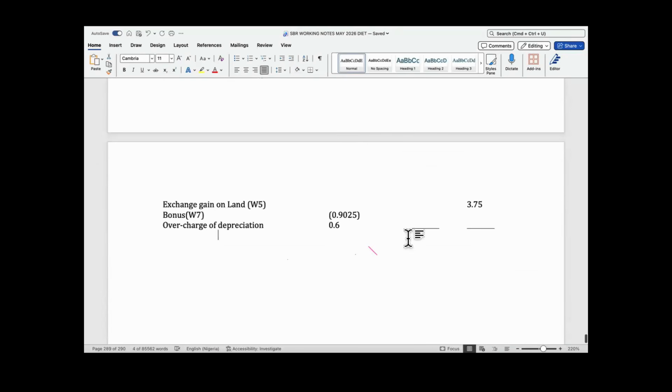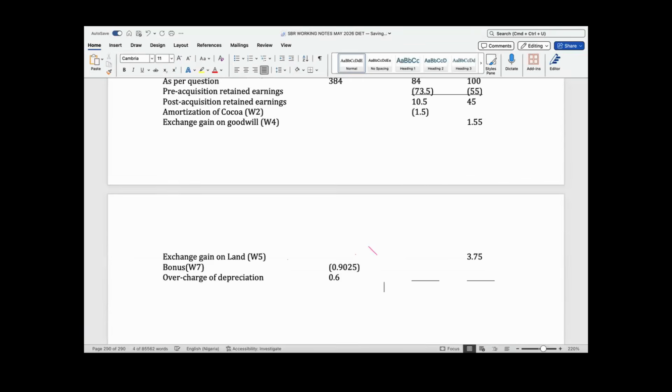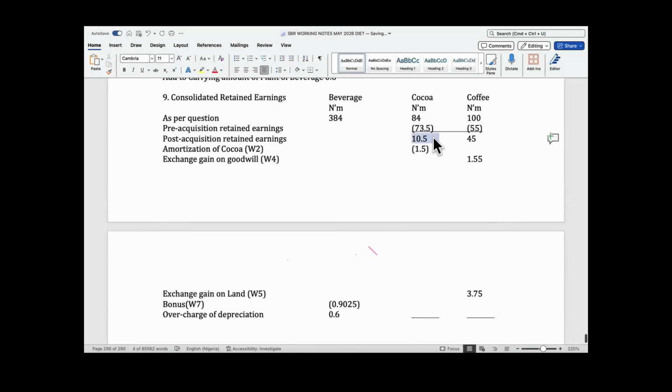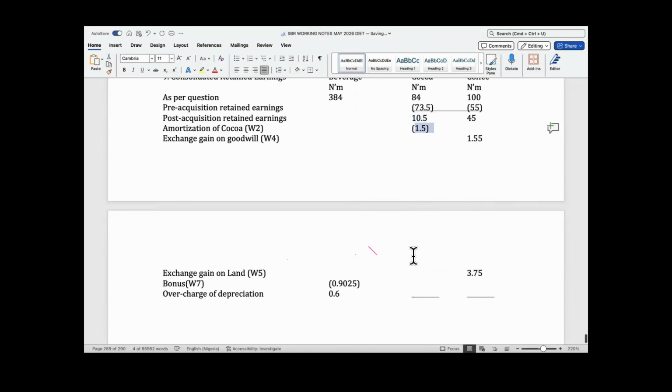So how much is here? What's 10.5 minus 1.5? That's 9. How about this? 4.5 plus 1.55 plus 3.75. That's 50.3.